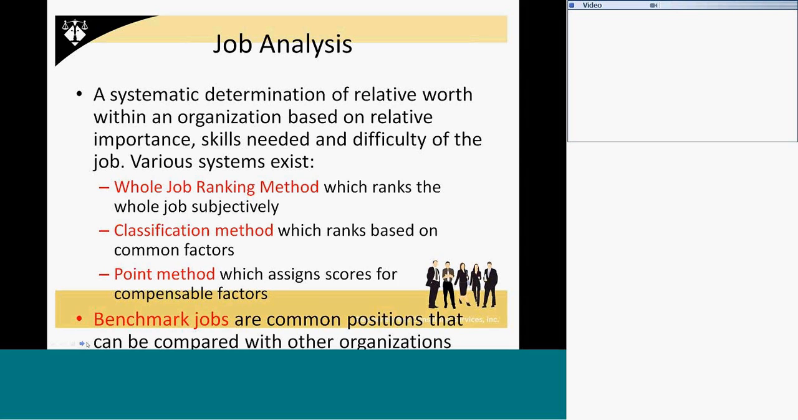You can use what's called a whole job ranking method. You subjectively rank jobs based on some sort of criteria like worth or difficulty. So you might say, as we were talking about a few minutes ago, just inherently somebody who's a registered nurse is more valuable than somebody who's outside mowing the lawn. So in our job classification system, we would rank the nurse higher than the person who's mowing the lawn. That's a subjective type of ranking system.